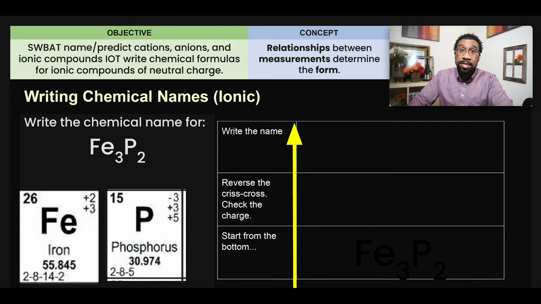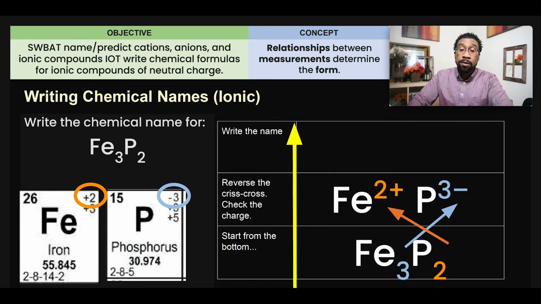The formula that we've been given is Fe3P2. The first thing we're going to do is start from the bottom. We're going to write our formula, Fe3P2, and we are going to reverse the crisscross. So this time we are going to take the subscripts, put them back at the top so that they become superscripts, switch them, and put positive and negative signs on them. That's a lot of work, but you can do it. I know you can. When we do that, the 2 goes to iron and becomes a positive 2. The 3 goes to phosphorus, and we have a negative 3.